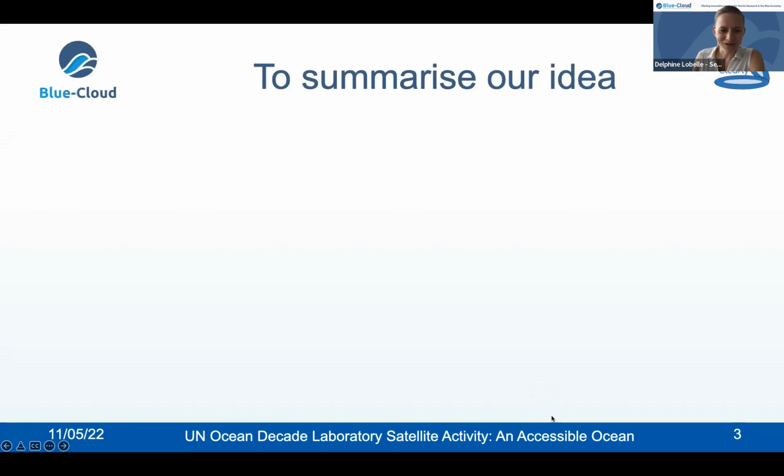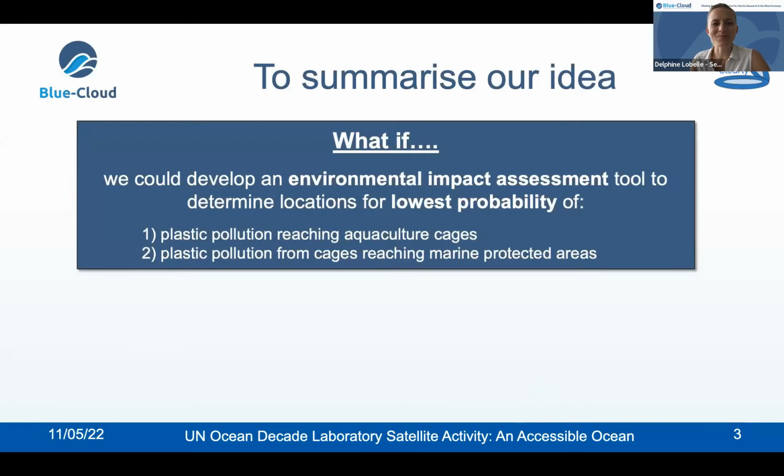Okay, so just to summarize basically our idea, we wanted to come up with a what-if scenario that was focused on aquaculture farming, and we wanted to look at developing an environmental impact assessment tool to determine which locations had the lowest probability of plastic pollution reaching aquaculture cages, and also due to the wear and tear of the cages themselves and the release of particles into the ocean, whether these particles can actually reach marine protected areas, for example.